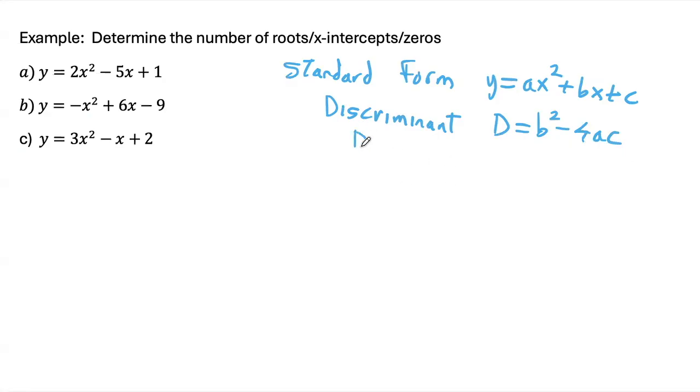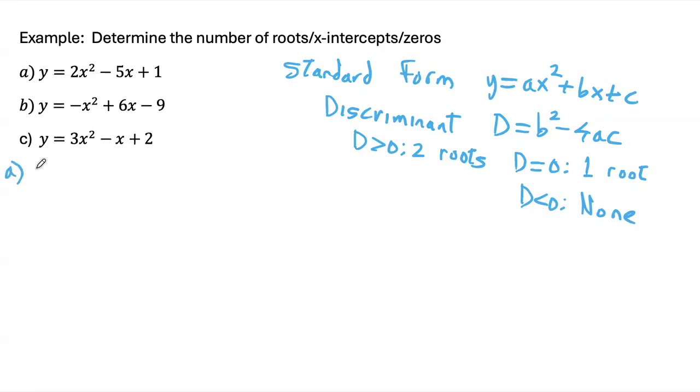If this answer ends up being positive, then you will have two roots. If this answer ends up being equal to 0, you'll have one root. And if this answer ends up being negative, you're going to have no roots. These are the three possible cases with quadratics. So let's look at all three of these. And because they're all in standard form, I'm going to use the discriminant.